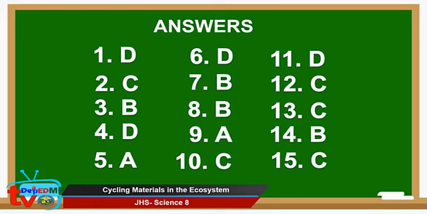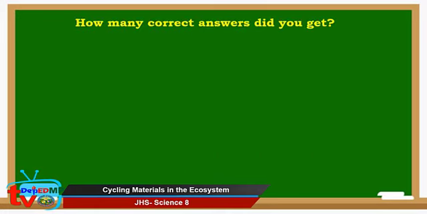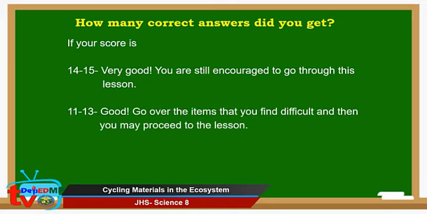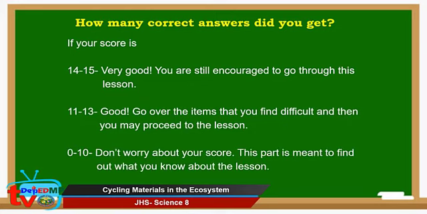How many correct answers did you get? If your score is 14 to 15, very good, but you are still encouraged to go through this lesson. If your score is 11 to 13, good. Go over the items that you find difficult and then you may proceed to the lesson. If your score is 0 to 10, don't worry about your score. This part is meant to find out what you know about the lesson.